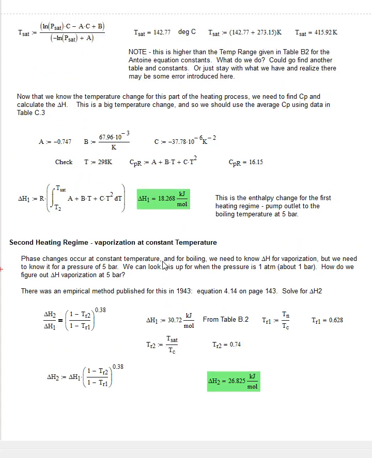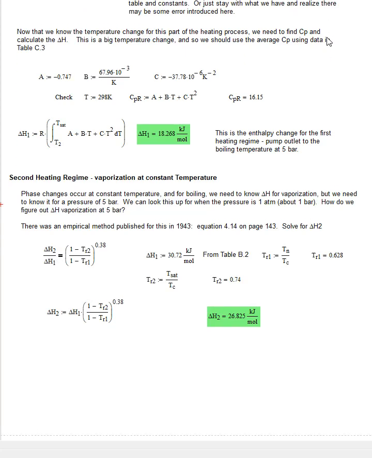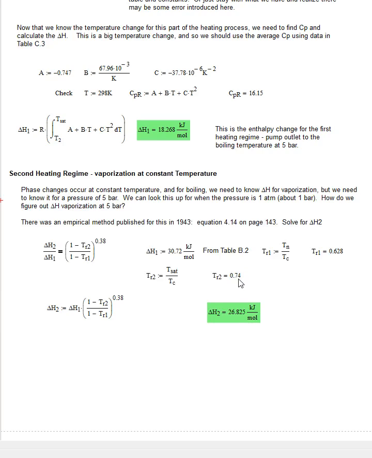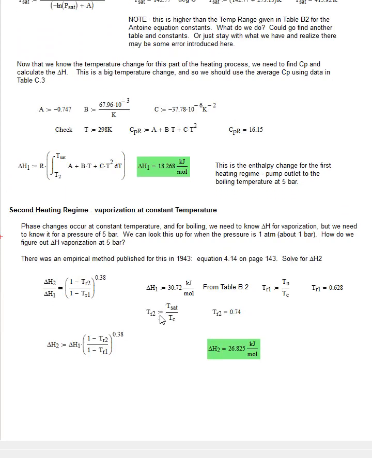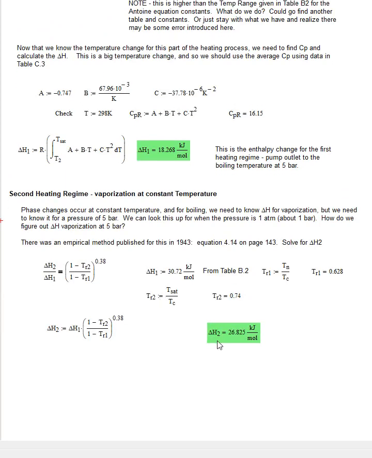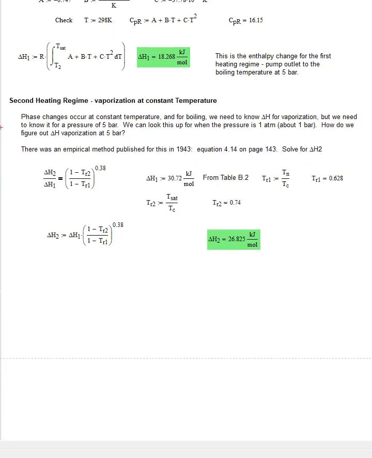So this is the 415.92, the boiling point at 5 bar. So TR2 is 0.74. We solve this equation for delta H2. Delta H2, the delta H of vaporization at 415.92 Kelvin and 5 bar, is equal to 26.825 kilojoules per mole. So now we have the second part of our heat duty calculated.